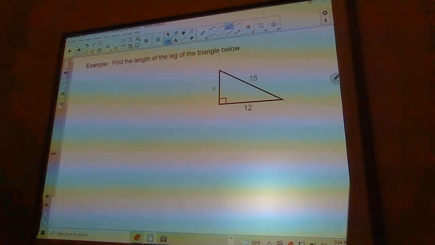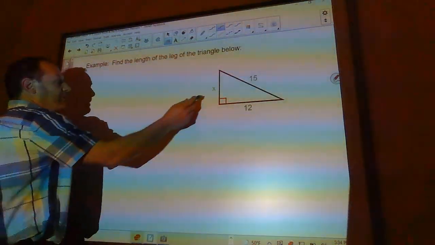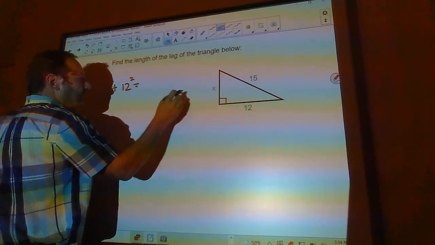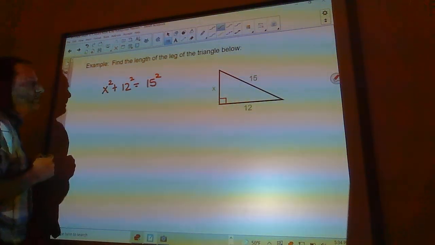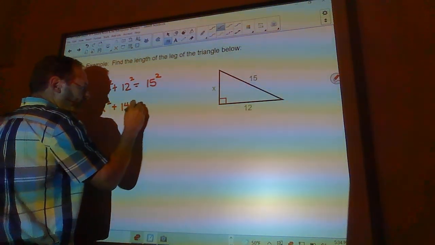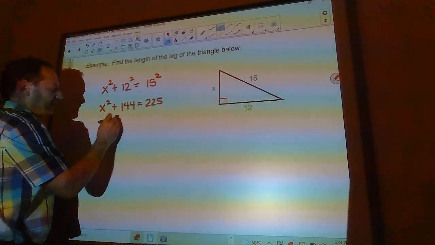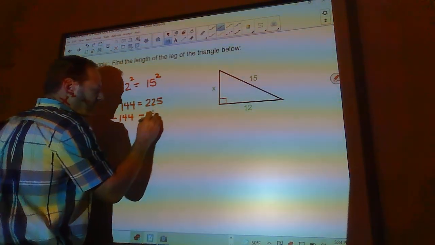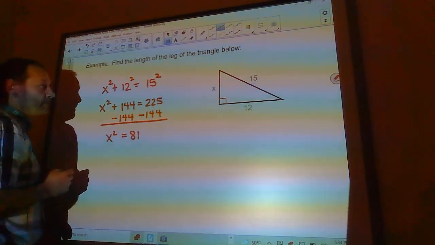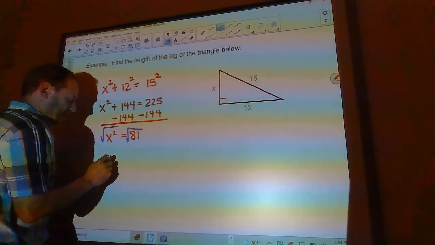Okay. What about this one? Oh, now I already know the hypotenuse is 15. So on this one, the leg x is squared plus the other leg 12 is squared, and that equals the hypotenuse squared. So 12 squared is 144. 15 squared, everybody knows, is 225. So I go ahead and subtract 144 from both sides, and I get x squared is 81. And now I'm going to square root both sides, and I'm going to get x is 9.